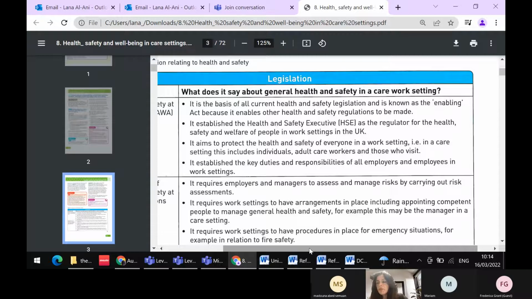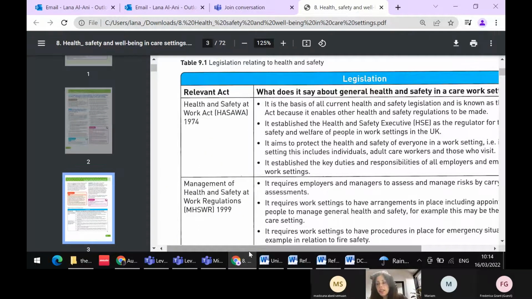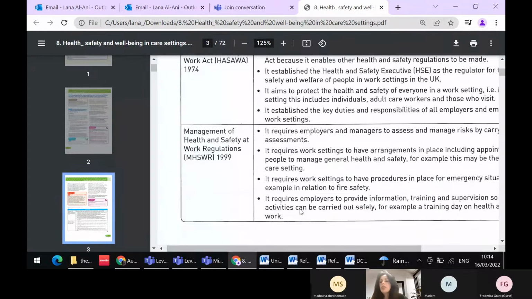It aims to provide health and safety for everyone in the work setting, and it establishes key duties and responsibilities of all employees, anyone who works in the care setting. So this is the most important one, the Health and Safety at Work Act 1974. The second one we have is the Management of Health and Safety at Work Regulations 1999.